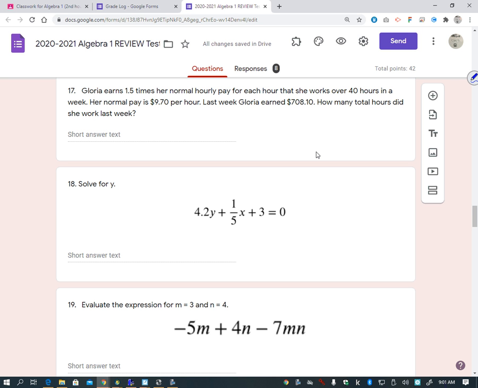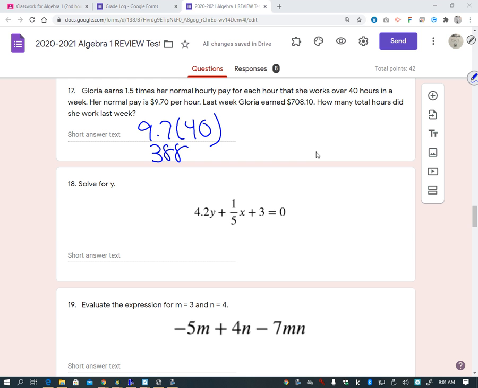First, we need to find out, all right, what is $9.70 times 40? So she can only make $388, right? Does it come out to exactly $388? All right. She can only make $388 at her normal pay. Does that make sense? Okay. So that represents this.